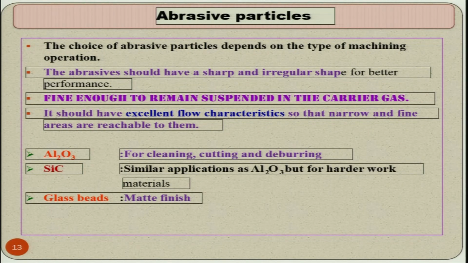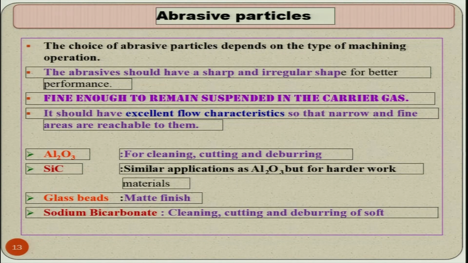Then you have glass beads, which are very soft compared to other abrasive particles, and this is used for creating a matte finish on the workpiece surface. And then you have sodium bicarbonate, again used for cleaning, cutting and deburring of soft material. So, the thing that you have to take care of is that the abrasive particles should be chosen so that their hardness is much larger than the workpiece material hardness.